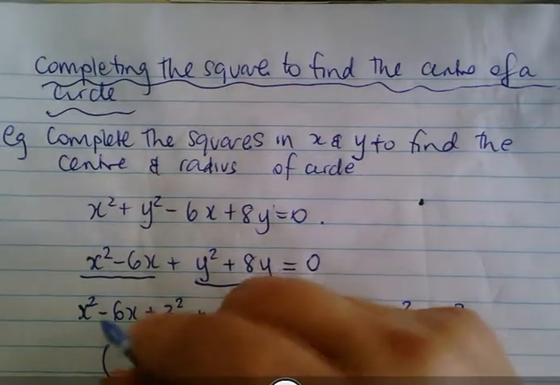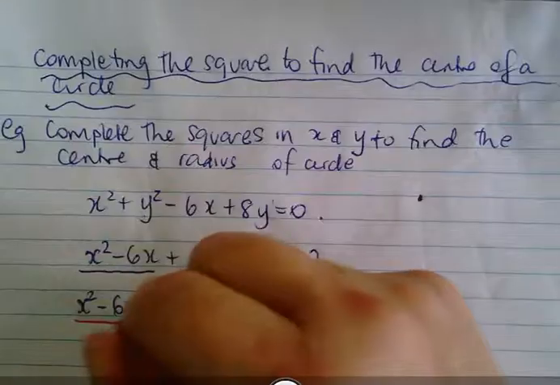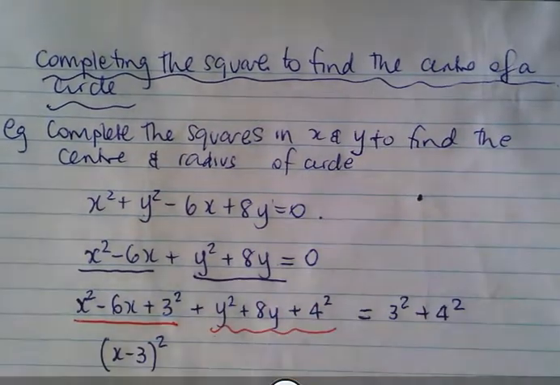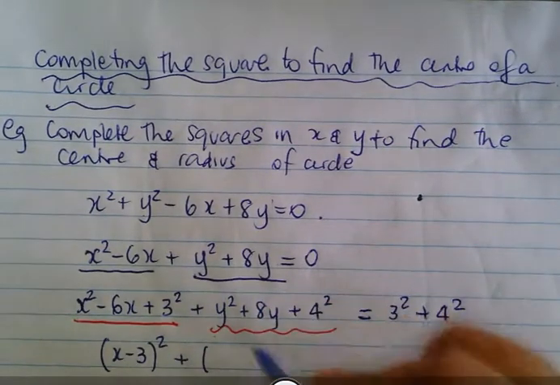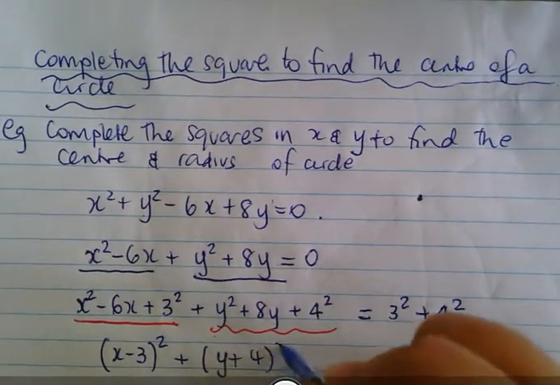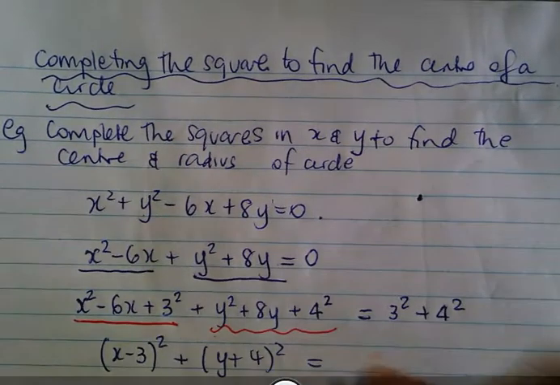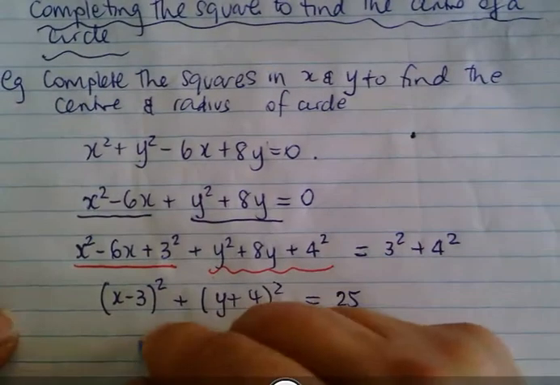x plus or minus 3? So we've got x minus 3 squared. There's a completed square, and the other completed square is this one. And what does this one become? Plus y plus 4 squared. Now this equals what? 9 plus 16, which is 25.